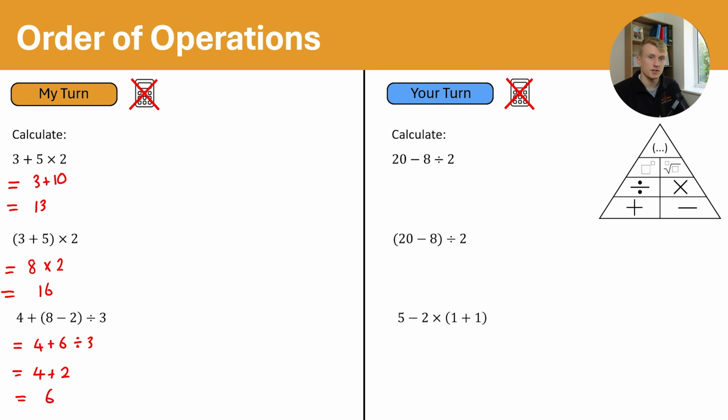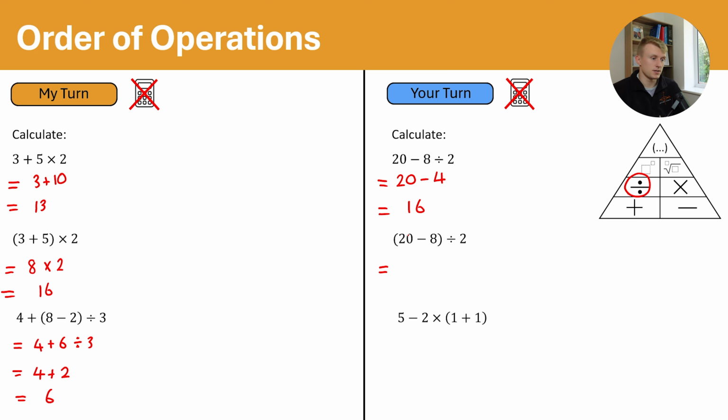Pause the video and give these questions a go. Okay, let's run through them. Calculate 20 subtract 8 divided by 2. I have division and subtraction, but I need to do my division first before my subtraction. So I'll do 8 divided by 2, which gives me 4. And then I can do 20 subtract 4 to give me 16.